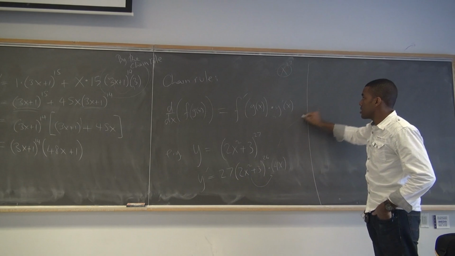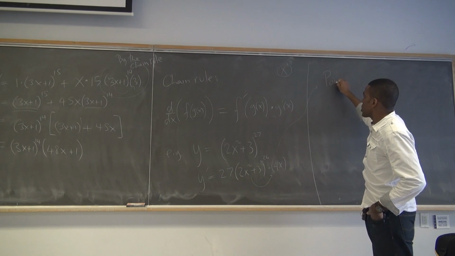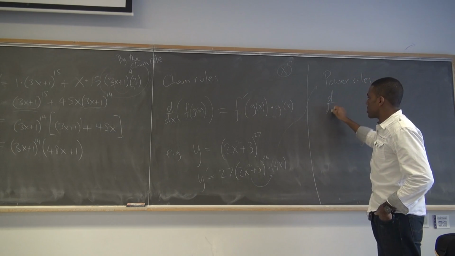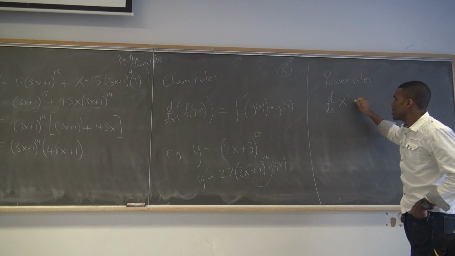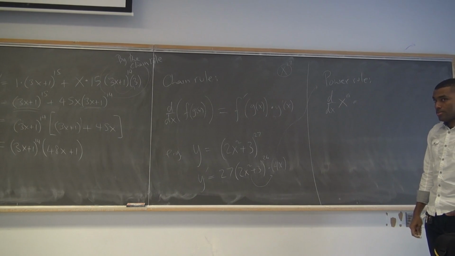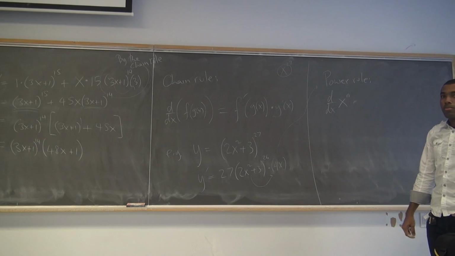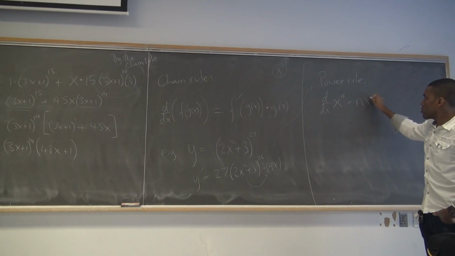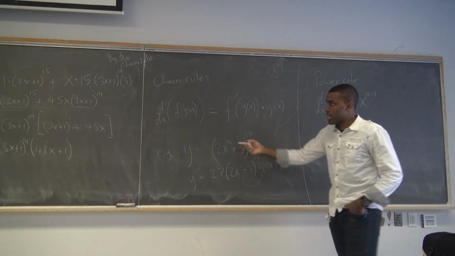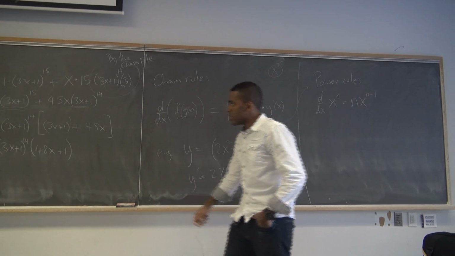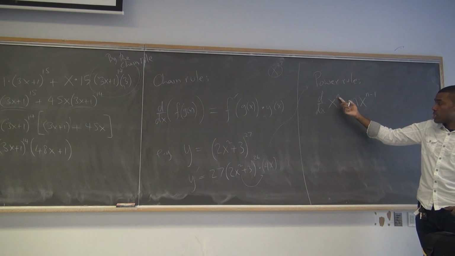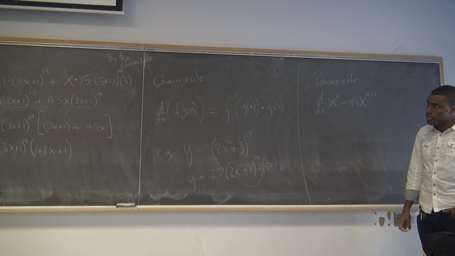Which, by the way, going backwards, we use what we call the power rule, which is the most basic differentiation rule. It's probably the first one you learned. Derivative of x to the n is n times x to the n minus 1. That's the rule I've been applying all along. If you've noticed, I keep bringing the power down. If it looks like a variable to a constant power, this is how you do the derivative.